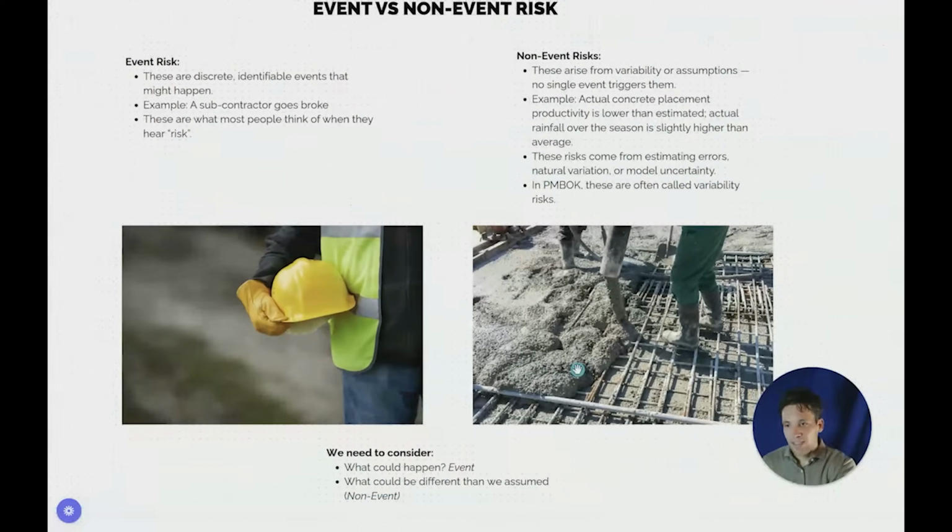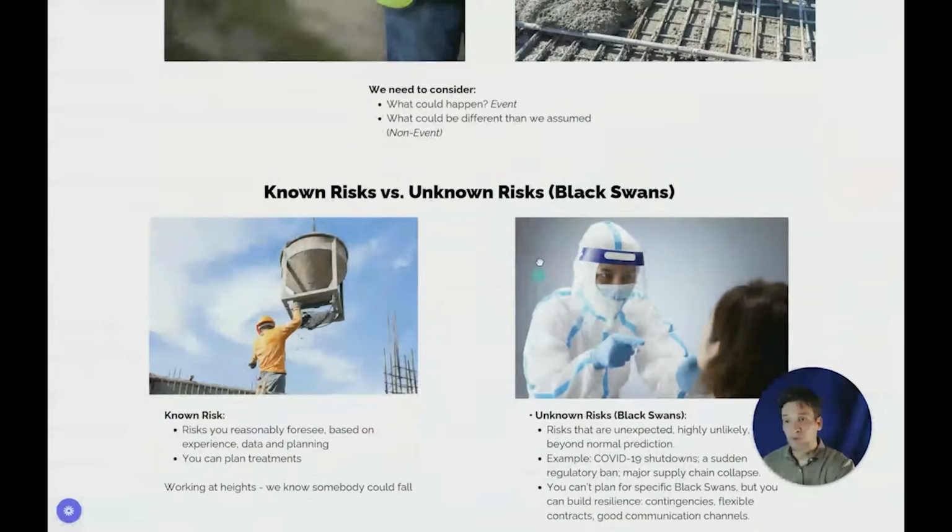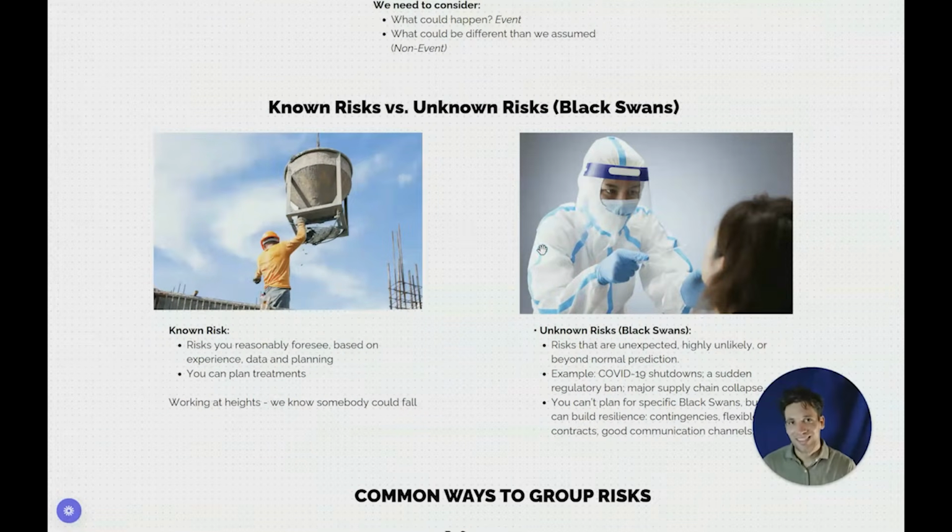So the key takeaway here is that to effectively manage our risk, we need to consider what could happen, so a specific event, but we also need to consider what could be different to what we assumed, a non-event risk. Okay, so the next distinction I want to make is between known risks and unknown risks, referred to as black swan events. So a known risk is a risk we could reasonably foresee based on our past project experience or the experts in our team. These are things we can identify and then plan for.